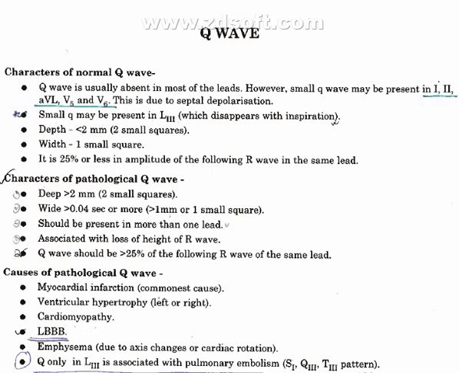Now, causes of pathological Q wave. The causes are myocardial infarction, commonest cause, ventricular hypertrophy, left or right, cardiomyopathy, left bundle branch block, emphysema due to axis changes or cardiac rotation. Q only in lead 3 is associated with pulmonary embolism, that is S1Q3T3 pattern.